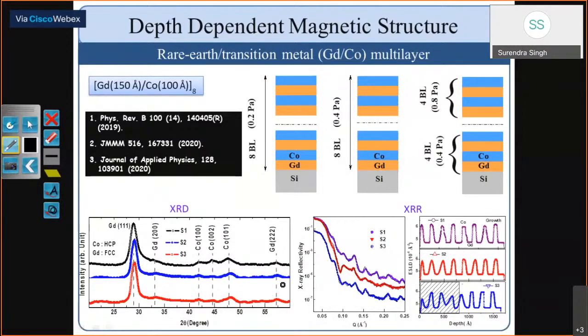Okay. All this study has been reported in these pictures. Typically we assume Gd is 150 angstrom, cobalt 100 angstrom, and 8 bilayers of this. This was our sample, and as I said, we made three samples like this. Though X-ray reflectivity states Gd is 135 angstrom and cobalt is around 75 angstrom. Okay, so let us see next what we did.